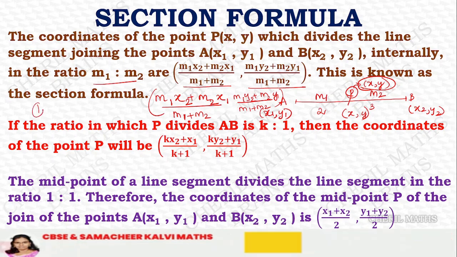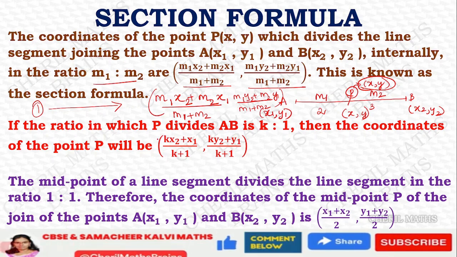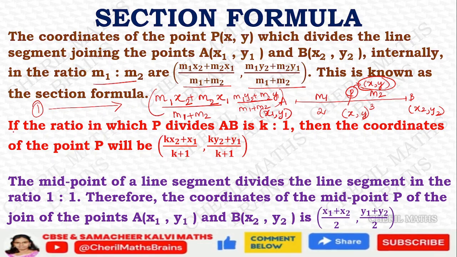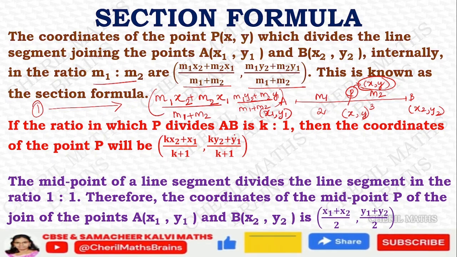So this is the first case of how you will be asked the question. What's the next case? The next case is where they have given you the ratio in which P divides. There's again a point P which divides AB in the ratio k is to 1.